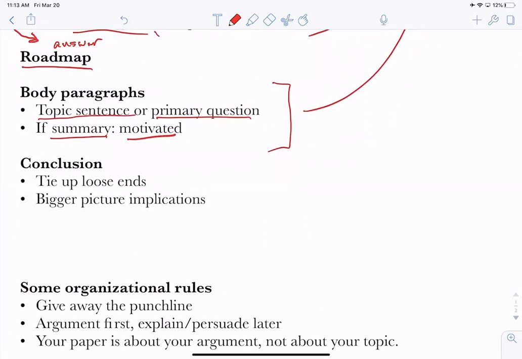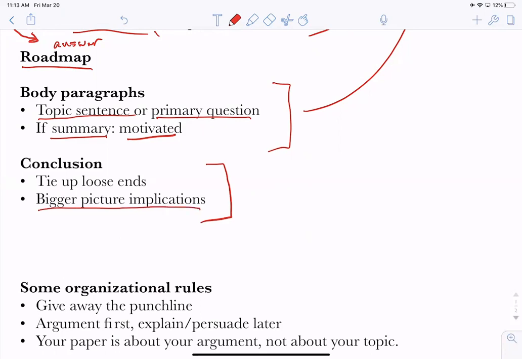In your conclusion, you can tie up some loose ends. I don't think that you need to leave your biggest thoughts for the conclusion. That's not what it's for. In academic papers, lots of people don't even get to the conclusion. So this is a place where you sort of repeat yourself a bit, you tie up some loose ends, and you talk about bigger picture implications.